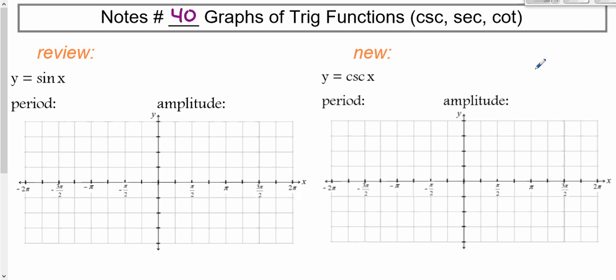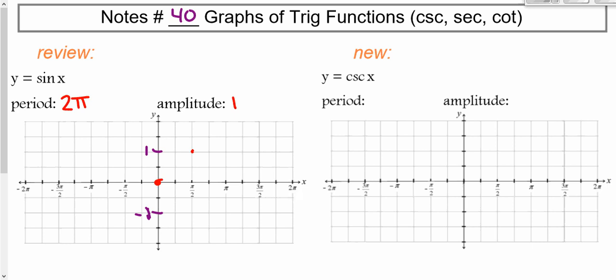First of all, remember the width of one cycle is 2 pi, and that's called the period. So the period is 2 pi. The amplitude is 1, that's the distance from the middle to the top. And remember that the sine graph goes through 0, 0, so that's a good starting point. And then the sine of pi over 2 is 1. I need to label my y-axis here, 1, negative 1.